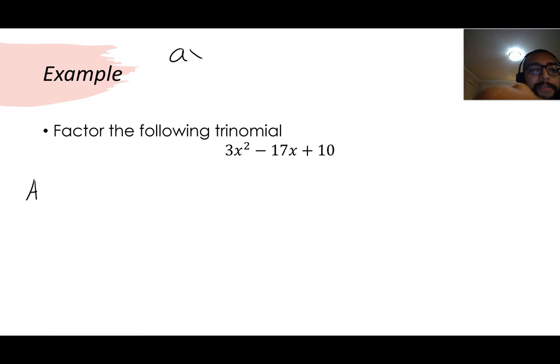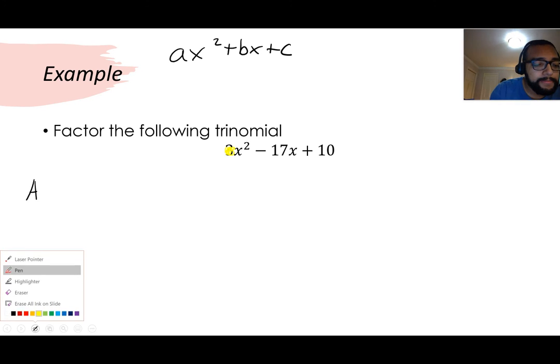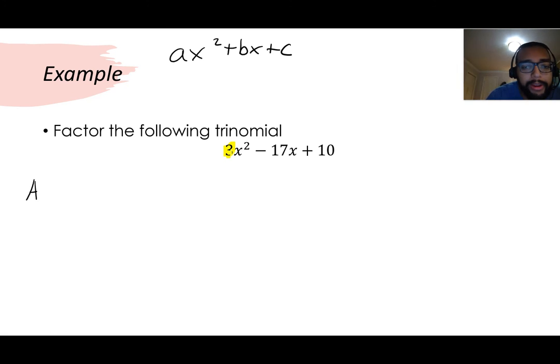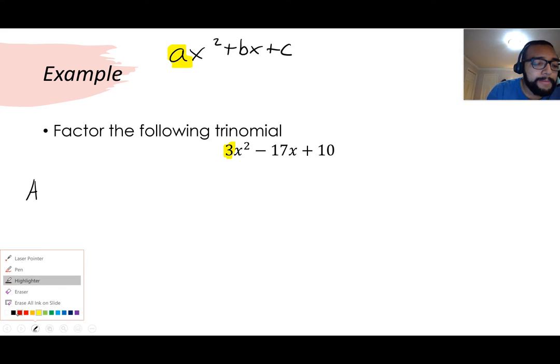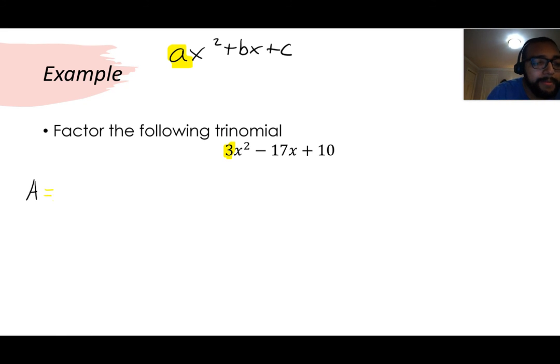Again, in our standard form, ax squared plus bx plus c. If you notice something, you notice your a value up here. What? That's not a highlighter. You notice your a value is 3, which is okay, but that means we need to use one of the 3 methods. Man, this is a mess right now, isn't it? Perfect. The beauty of it is I'm not going to edit any of this out.